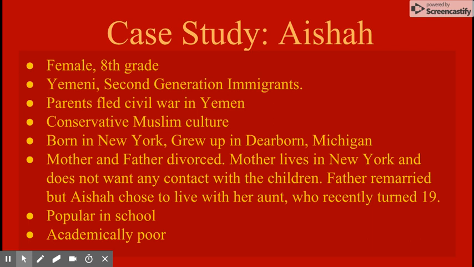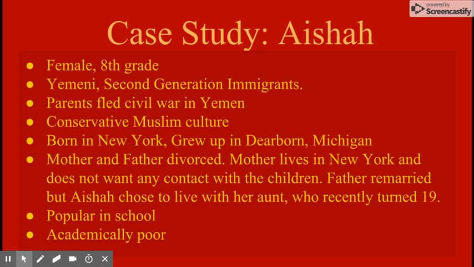This case study is about a girl named Aishah who is an eighth grade student. She is of Yemeni ethnicity and is considered a second generation immigrant here in the United States. Her parents fled civil war in Yemen, and they're primarily from a conservative Muslim culture. Born in New York City, she moved here to Dearborn, Michigan, and grew up here since she was 5 years old.